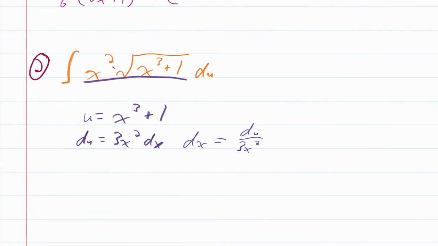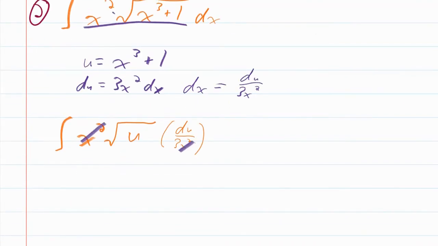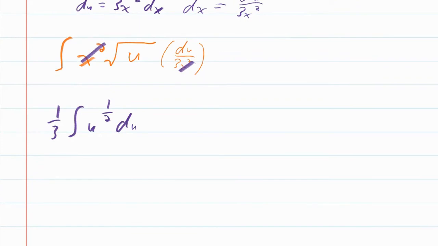So because this is still early, let's write this all out. Integral x squared, radical, I'm replacing the radicand with u, and I'm replacing dx with du over 3x squared. The x squareds divide out. The divide by 3 we can pull out as a 1/3, and I'm going to rewrite this as 1/3 integral u to the 1/2 du. More complicated problem just became a simpler problem.